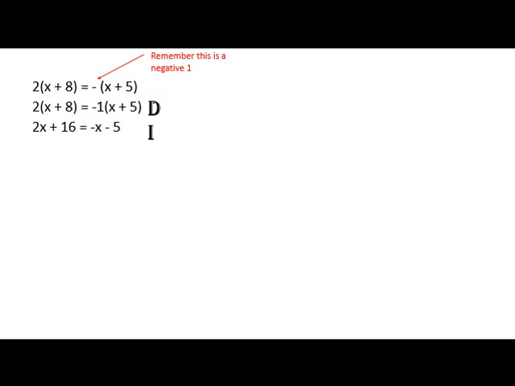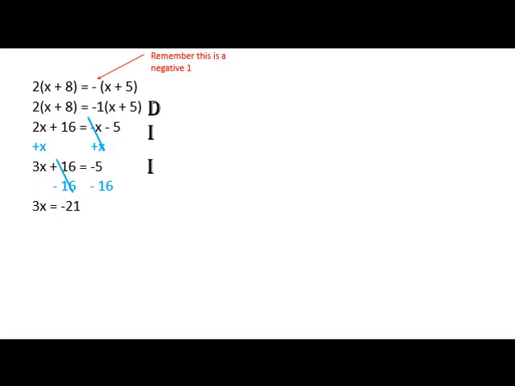Now we're going to use inverse operations to solve. I'm choosing to get rid of the negative x on the right-hand side by adding x to both sides. I'm doing this because negative 1 is smaller than 2. When I compare the coefficients, I always want to move the smaller coefficient. That removes the x's on the right-hand side of the equation, and I'm left with 3x plus 16 equals negative 5. Continuing with our inverse operations, I'm going to subtract 16 from both sides of the equation.